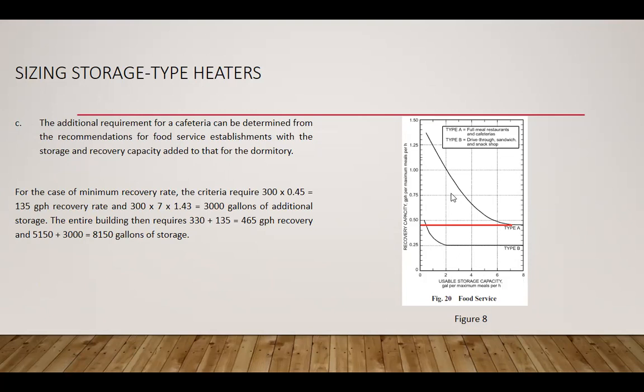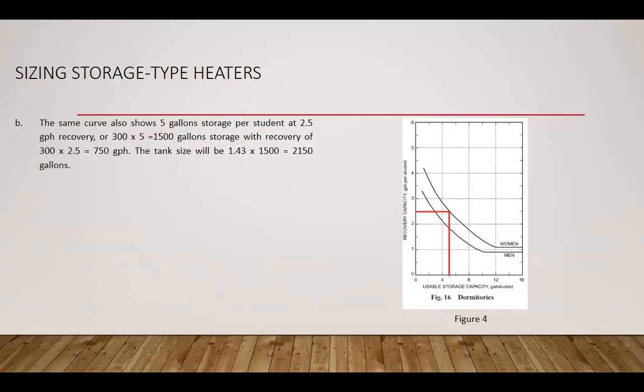rate. This is it, per maximum gallons per hour per maximum meals per hour. So, 300 students siya. So, 300 times 0.45. Ang baba niya is 7. So, 300 times 7 times 1.43 is the gallons of additional storage. So, the entire building then requires 330 plus 135 or 465 gallons per hour recovery and 5,150 plus 3,850 gallons of storage. Diba? So, nakuha mo yung tangke niya.